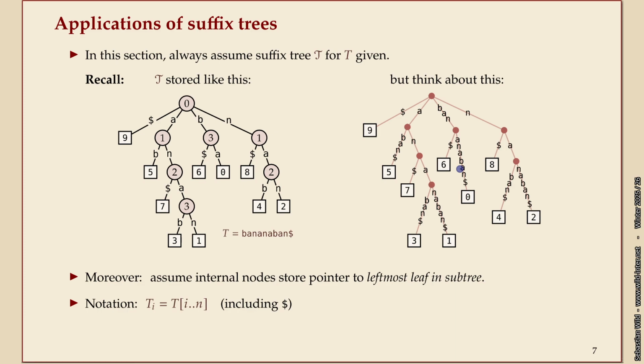Another kind of technical assumption that just makes some statements a bit easier is that every internal node has a pointer to the leftmost leaf below it. And in this case, it's always just the left child in this example, but that's because my example is too small. In general, it could be that some node has a long path before there's a leftmost leaf, and then this pointer might jump over a long branch.